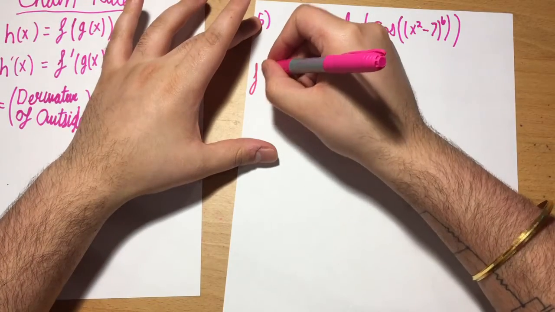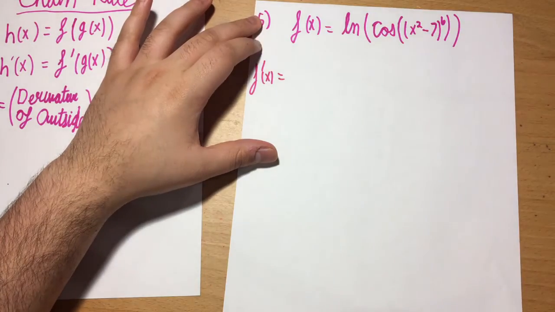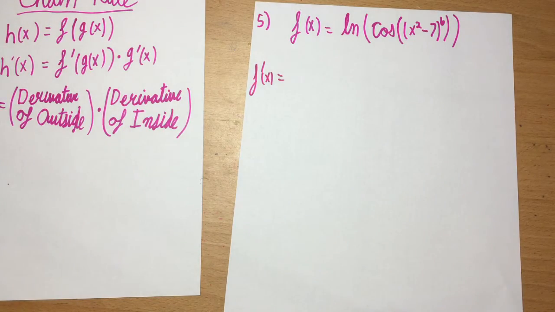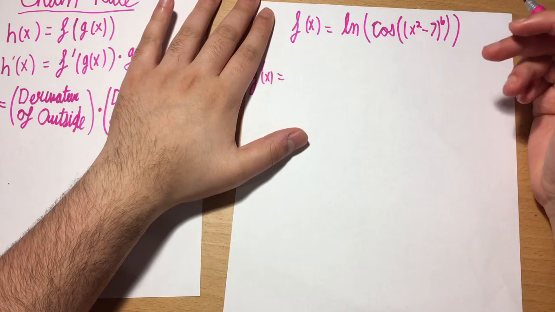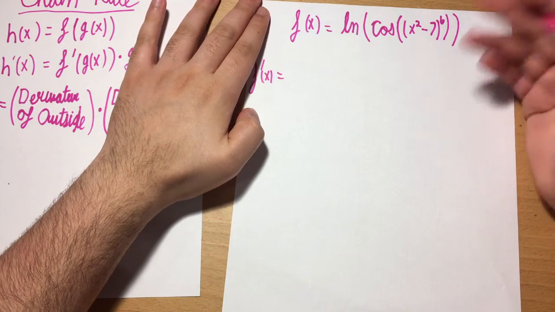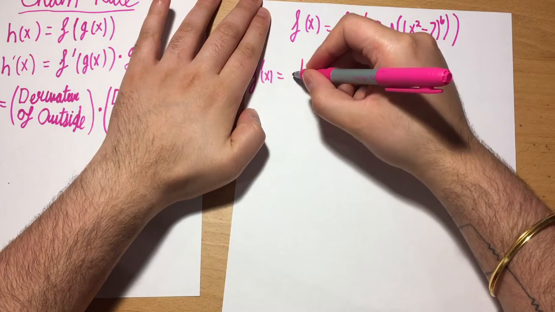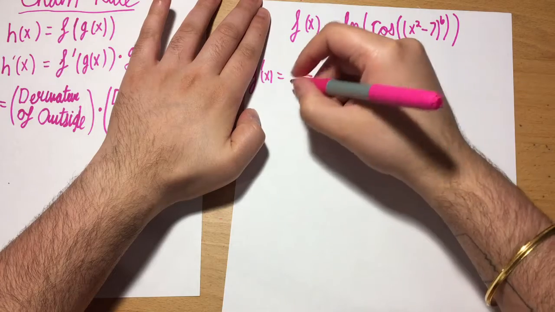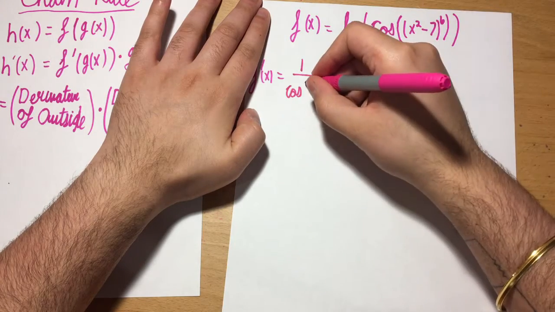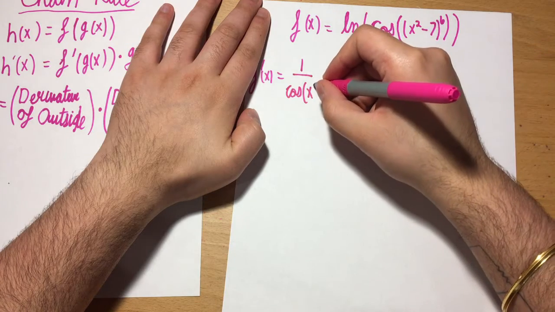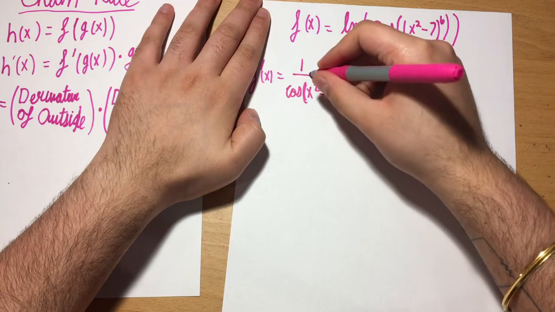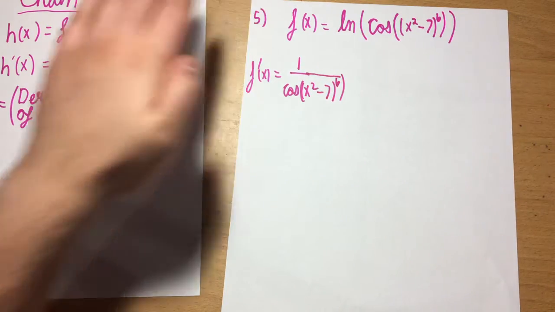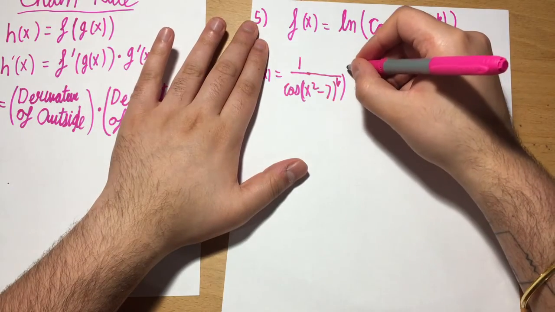So f prime of x, the derivative of f of x. First rule, let's take the derivative of the outside, which is just ln of the inside stuff. And the derivative of the natural logarithm is 1 over x, except our x stuff is all of this: cosine of (x squared minus 7) to the 6th power. Right? But we're not done. We did the derivative of the outside. Now we have to do the derivative of the inside. Multiply it.